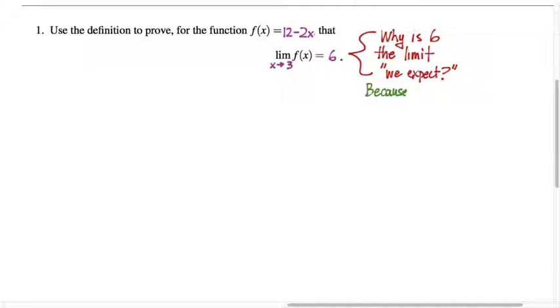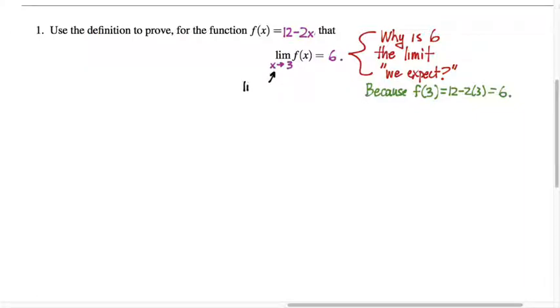Before we prove it, we can expect 6, or we can guess 6, because it turns out that f of 3, if I ask for the value of this function at x equals 3, I get 12 minus 2 times 3 equals 6, right? But there's a big difference between the statement written up here in red, or I guess purple, the limit, and the statement written up here in green, right?